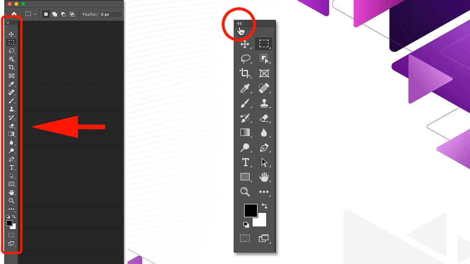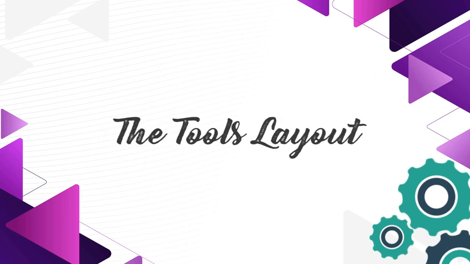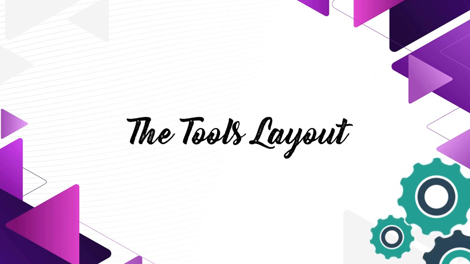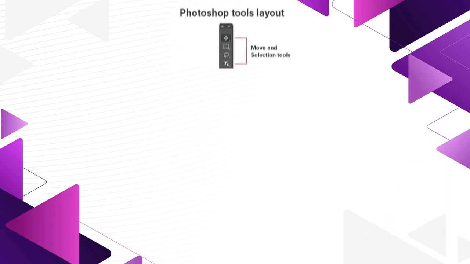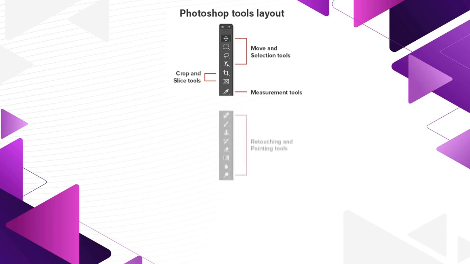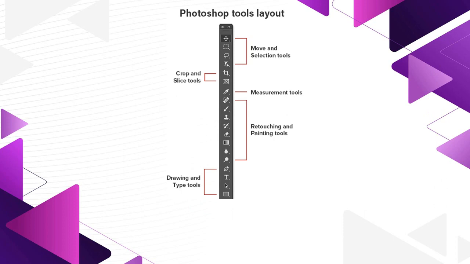Now, tignan natin how Photoshop's toolbar is organized. While it may seem like the tools are listed randomly, parang halo-halo sila. Pero alam nyo ba na may logical order ito with related tools grouped together? So at the top, mapapansin natin we have Photoshop's move and selection tools, and directly below them are the crop and slice tools. Below that are the measurement tools, followed by Photoshop's many retouching and painting tools, and next are the drawing and type tools, and finally we have the navigation tools at the bottom.